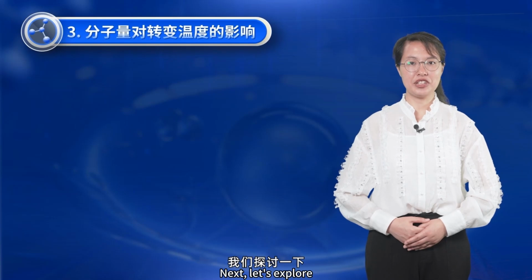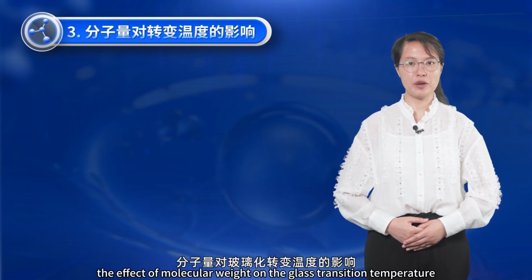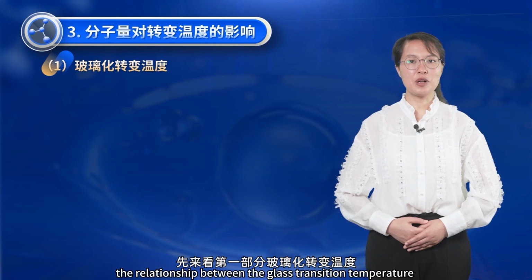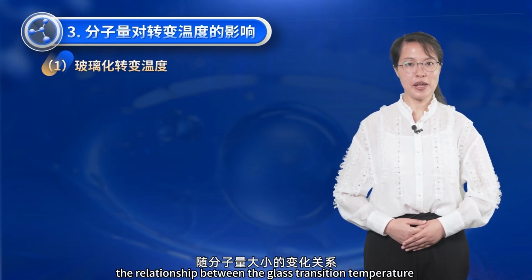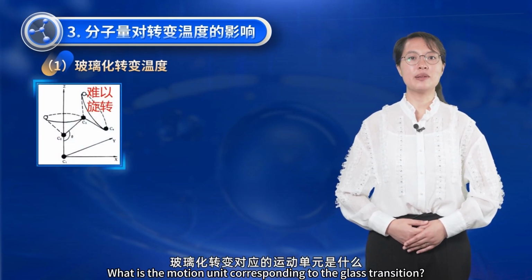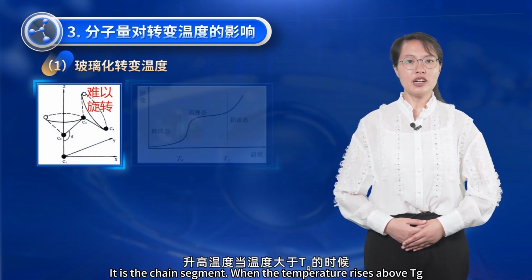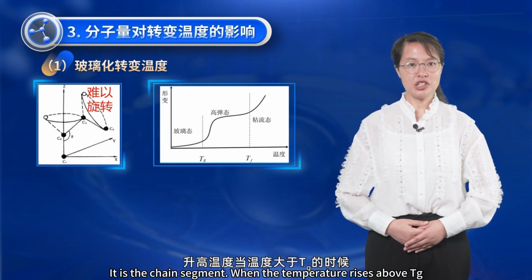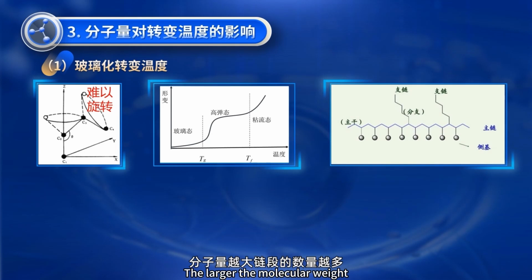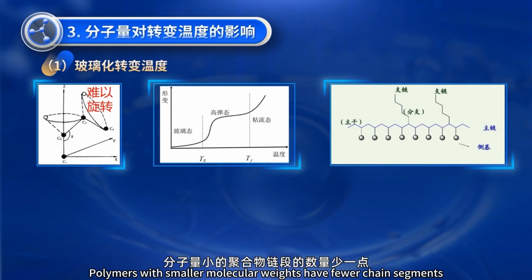Next, let's explore the effect of molecular weight on the glass transition temperature. First, let's look at the first part, the relationship between the glass transition temperature and the molecular weight. What is the motion unit corresponding to the glass transition? It is the chain segment. When the temperature rises above Tg, the motion of the chain segment begins. The larger the molecular weight, the more chain segments there are. Polymers with smaller molecular weights have fewer chain segments, while those with larger molecular weights have more chain segments.